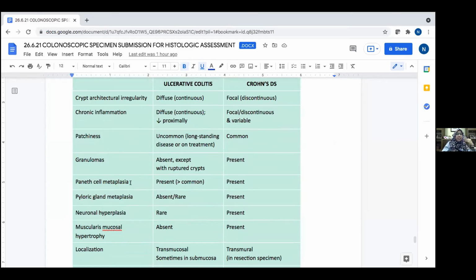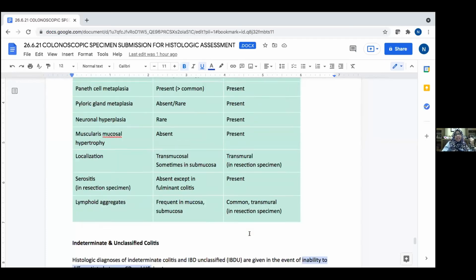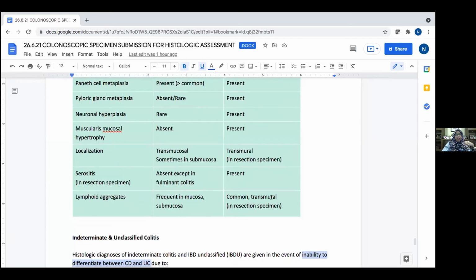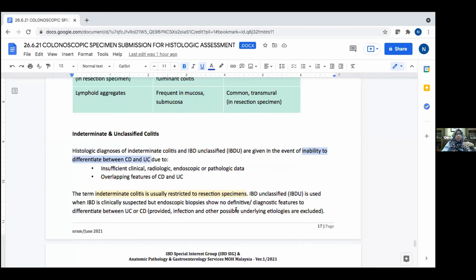Paneth cell metaplasia points more towards Crohn's disease. Pyloric gland metaplasia points more towards Crohn's disease. Paneth cell metaplasia you will see in both, but more commonly in UC. Neuronal hyperplasia and muscularis mucosae hypertrophy point more towards Crohn's disease. You can look at all these findings and details in this table later.